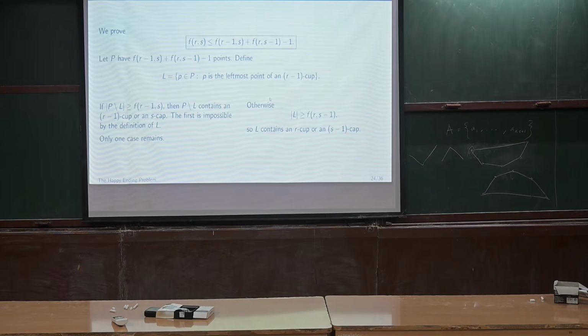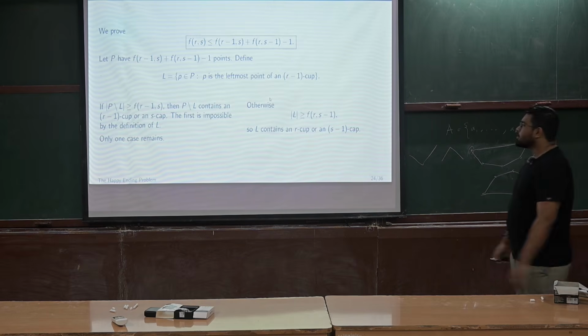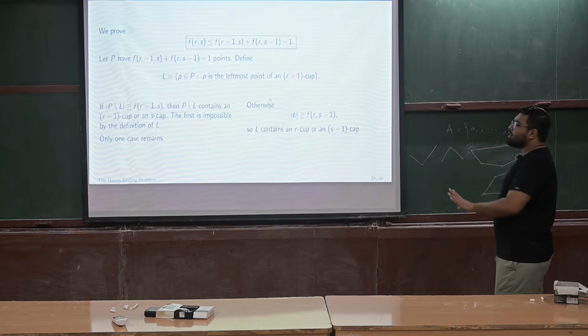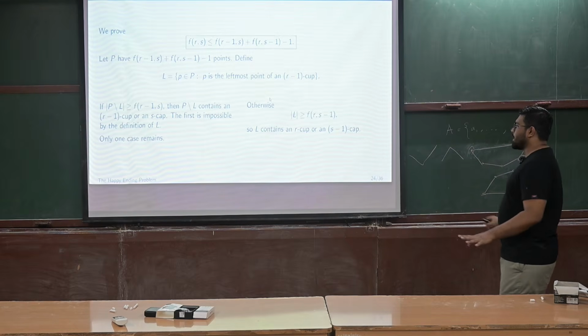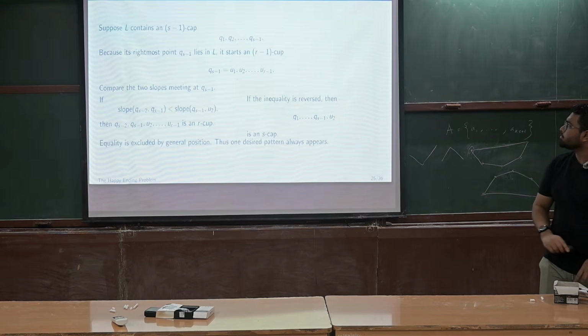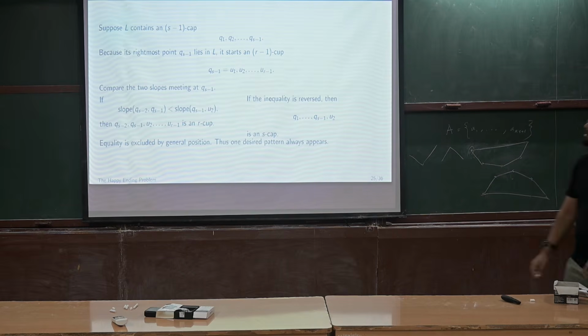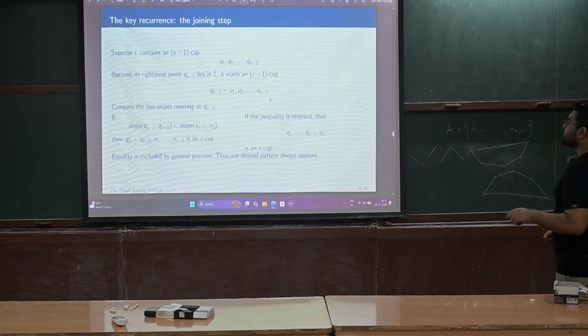Now the other case would be that this P set difference L is less than f of r minus 1 comma s, which would mean that this set L has cardinality greater than or equal to f of r comma s minus 1. So L either contains an r cup or an s minus 1 cap. Oh, good, I wrote it down. Yeah, so consider this.